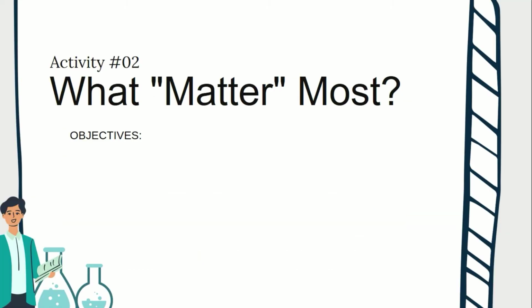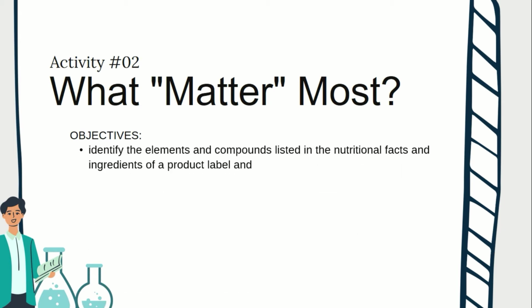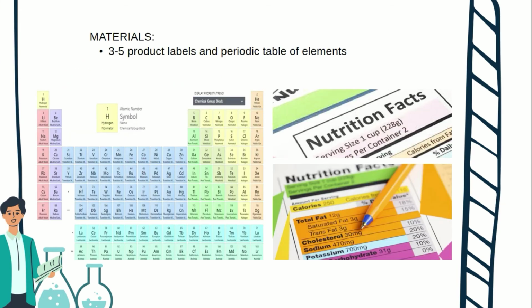Activity number 2. What matters most? Objectives. Identify the elements and compounds listed in the nutritional facts and ingredients of a product label, and practice the good habit of reading product labels. Materials. 3 to 5 product labels and periodic table of elements.